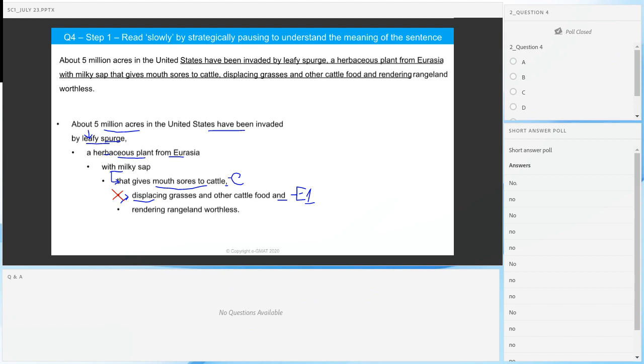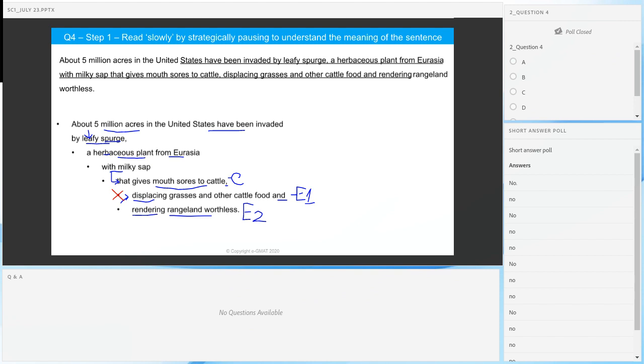Now, my second part. What is it saying? Rendering rangeland worthless. Again, this is my effect number two. My cause is still the same, mind you. The cause is that milky sap gives mouth sores to cattle. And because it gives mouth sores to cattle, it makes the rangeland, that means the grazing grounds, useless.